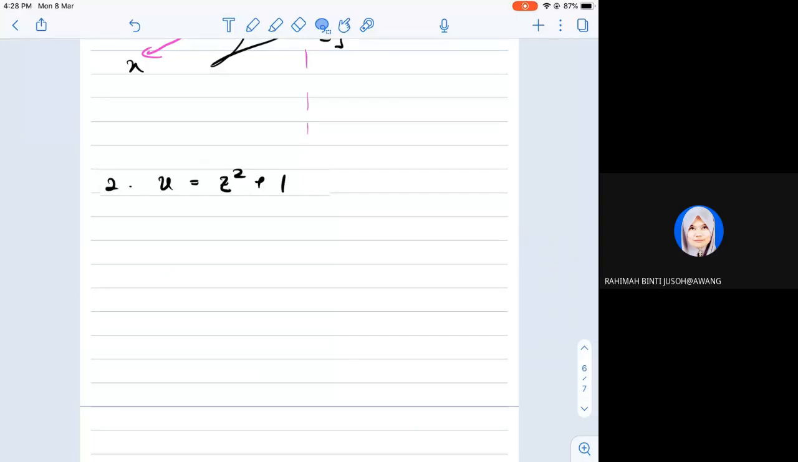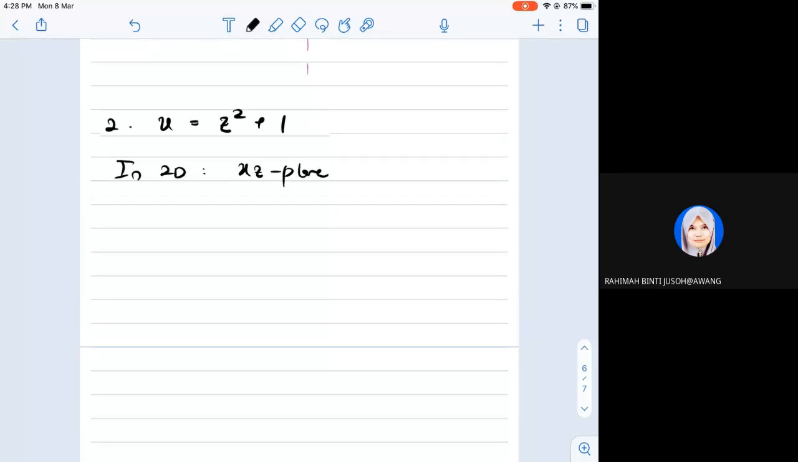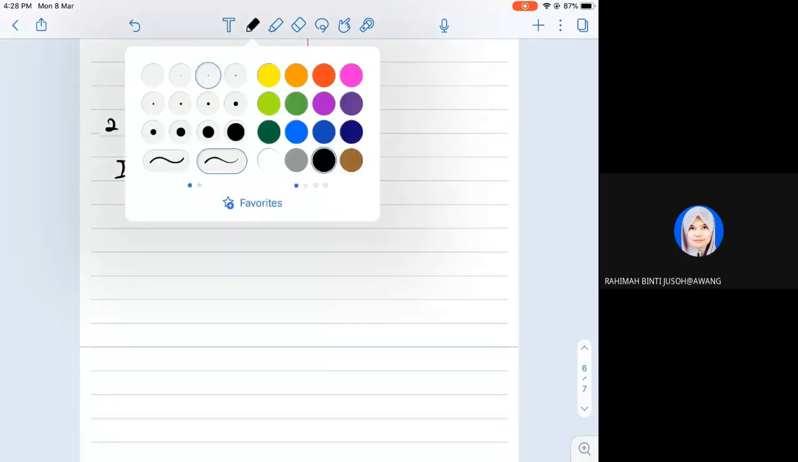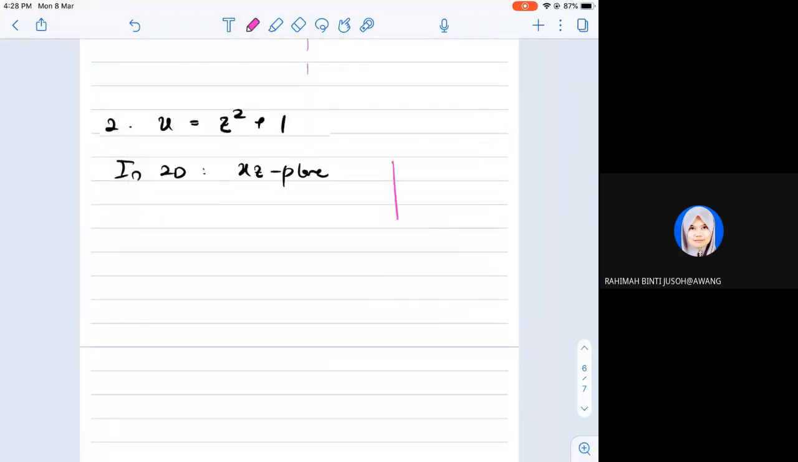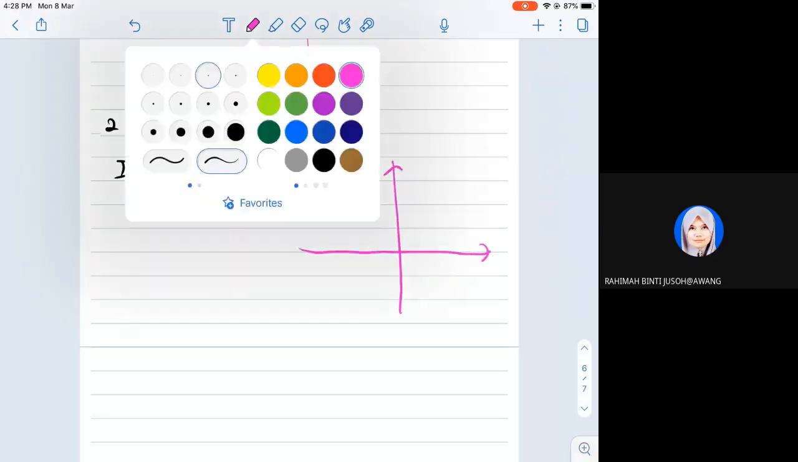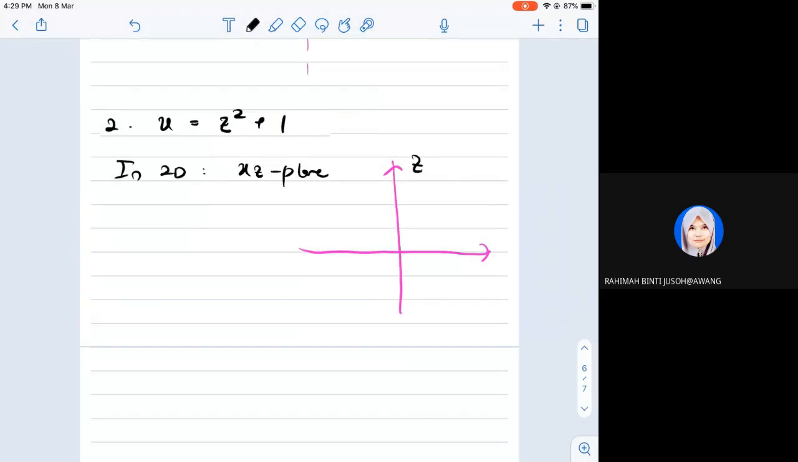Okay, now let's see, kita try plot in 2D. In 2 dimension. So of course lah, X dengan Z plane, sebab ada X dengan Z je. So now you all lukis lah. Always bear in mind Z must be always vertical. So now X dekat sini.